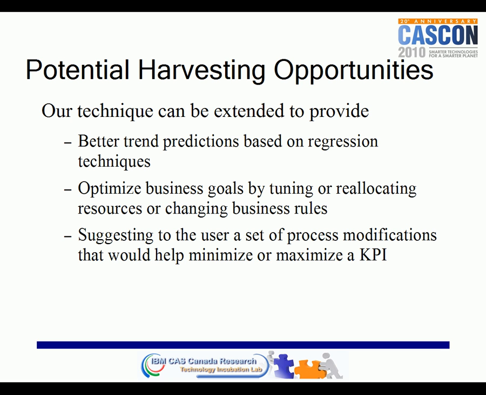To further encourage adoption of our technique by IBM products, we could extend our techniques in the following way. We can provide better trend predictions based on regression techniques. We can optimize business goals by tuning or reallocating resources or changing business rules based on simulation results. And we can suggest to the user a set of process modifications that will help minimize or maximize a certain KPI.